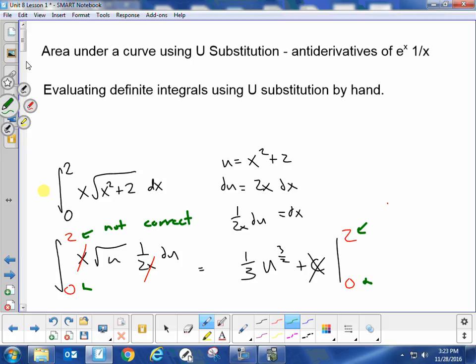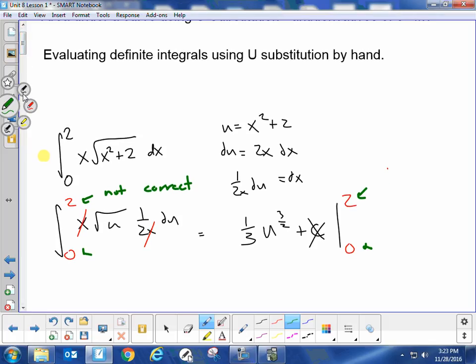Those numbers, as they are right there, are wrong. Now, if I went ahead and replaced that with x squared plus 2, which is my last step, then those numbers are back to being correct. When we change from x's to u's, our boundaries, which are x's, need to be changed to u's if we want to be correct all the way through.